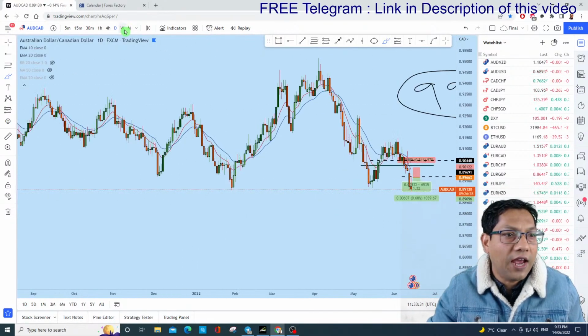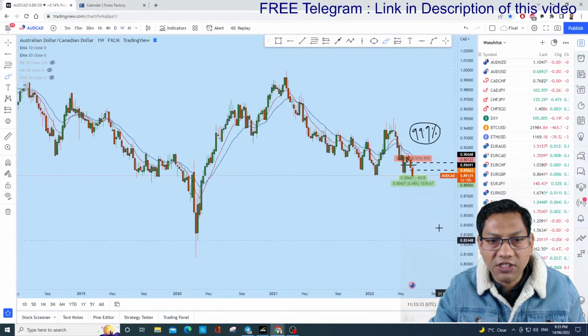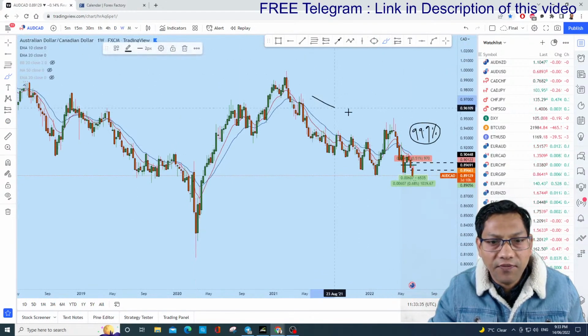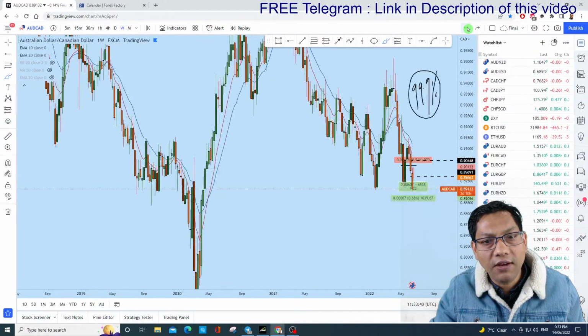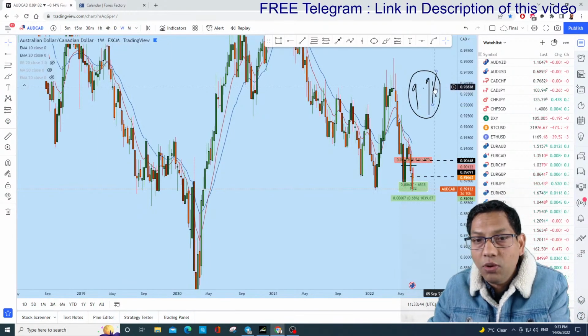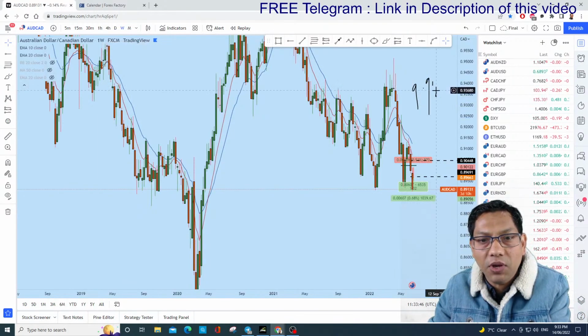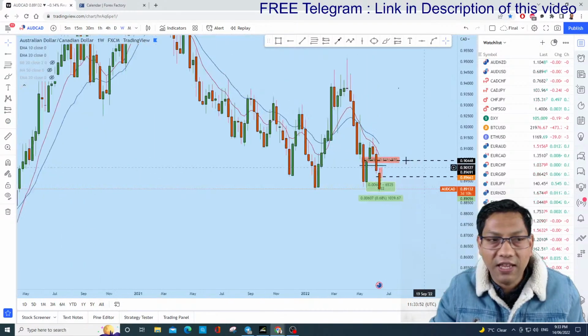So AUD, if you look at the bigger picture, is a clearly defined downtrending market. Once you have found the trend, then you decide whether you will be buying or selling. Because AUD is in a downtrend, you will only be thinking of selling in this market.